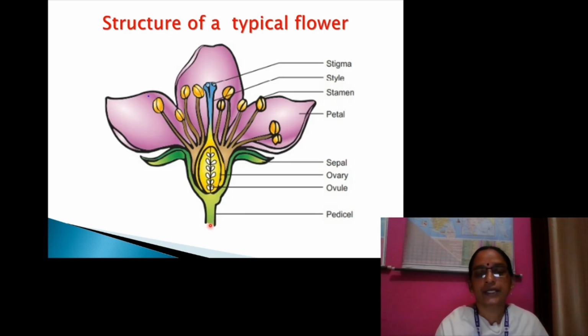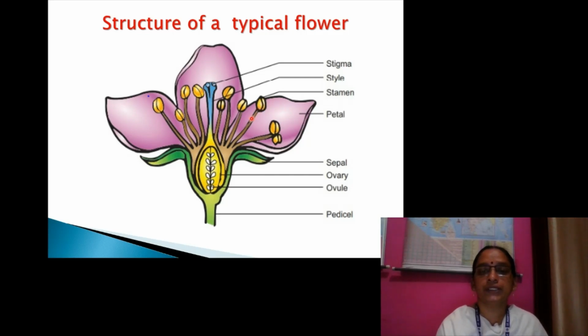Here you can see a long stalk. This long stalk is called the pedicel. And this is the outermost wall, or we can say the first wall of a flower. It is called a sepal. It is the protective organ, while the flower is a floral bud. Then come to the second wall, it is known as petal. What is the speciality of petal? It is the beautiful, attractive part of a flower.